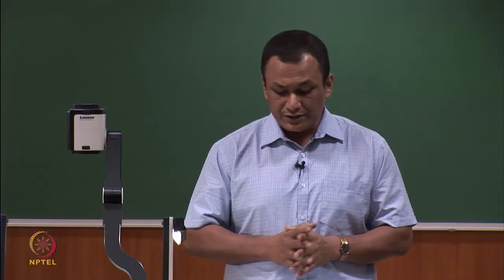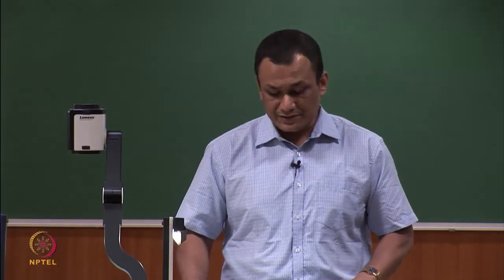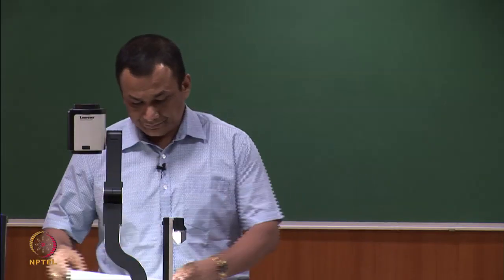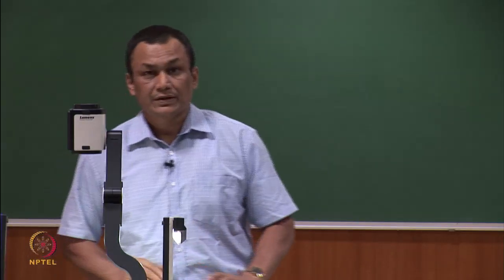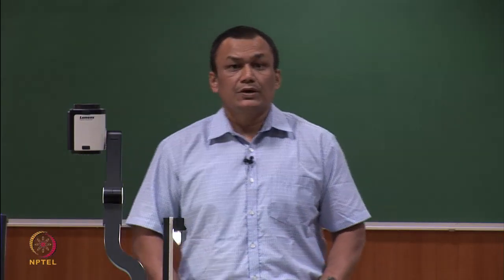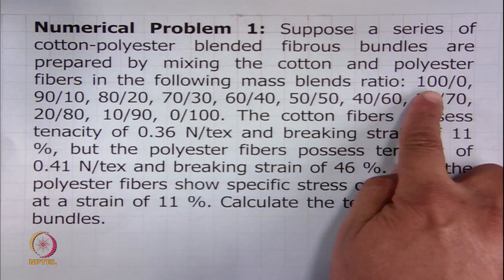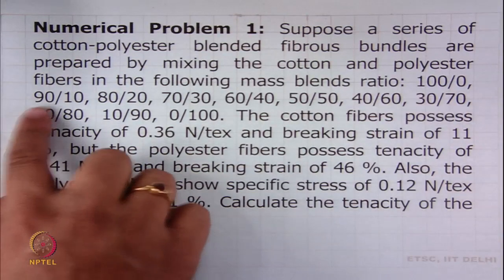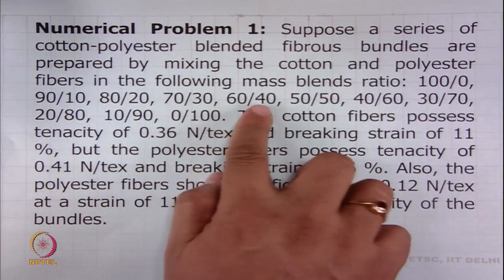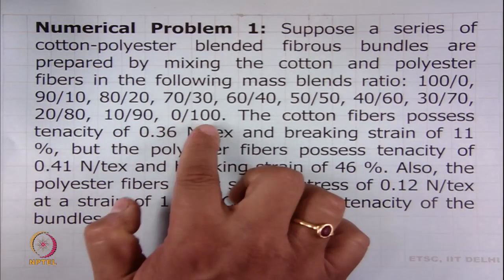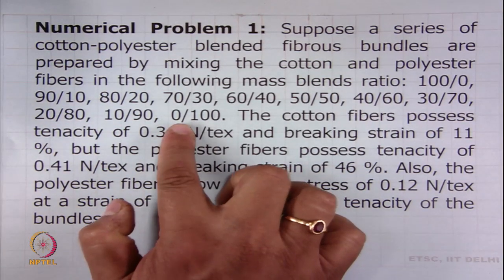Now, we will start with Hamburger's theory numerical problems. The first numerical problem reads as follows. Suppose a series of cotton-polyester blended fibrous bundles are prepared by mixing the cotton and polyester fibers in the following mass blend ratios: 100 by 0, that is 100% cotton fibers and 0% polyester fibers, then 90 10, 80 20, 70 30, 60 40, 50 50, 40 60, 30 70, 20 80, 10 90, 0 100. 0 100 means 100% polyester fibers, 0% cotton fibers.